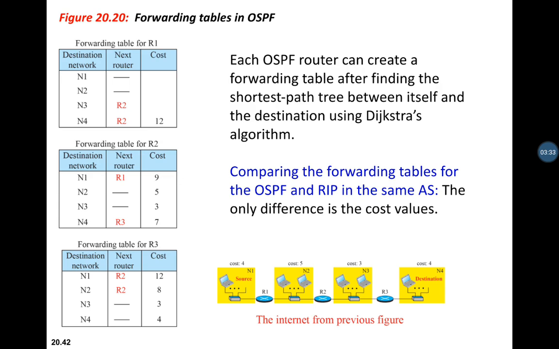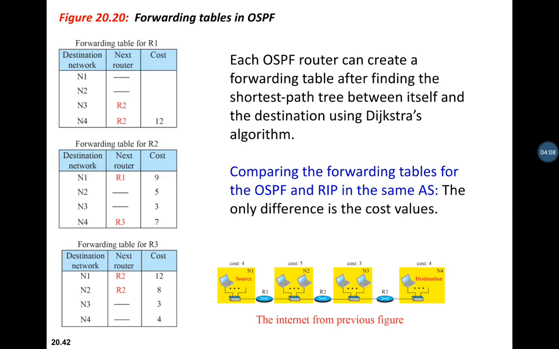Next, we can see the forwarding table for R2. The destination network is N1. The next router is R1. The cost is 9, which is added here. Destination is N1, next router is R1. With respect to R2, to reach N1, it is 5 plus 4, so 9.